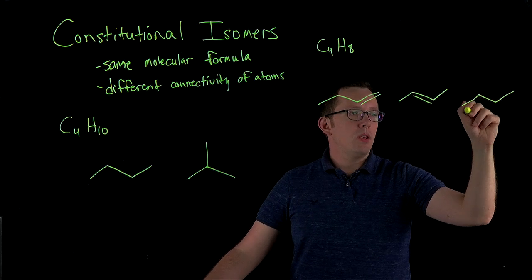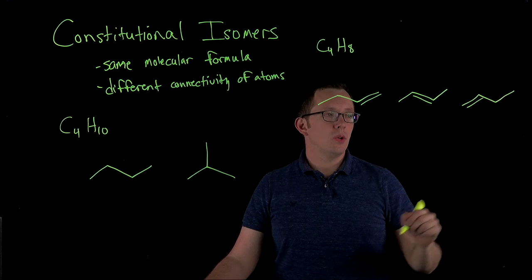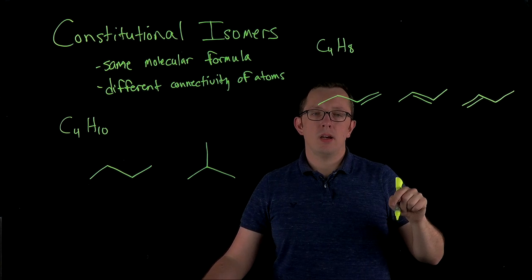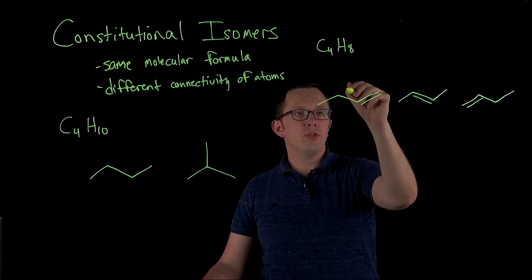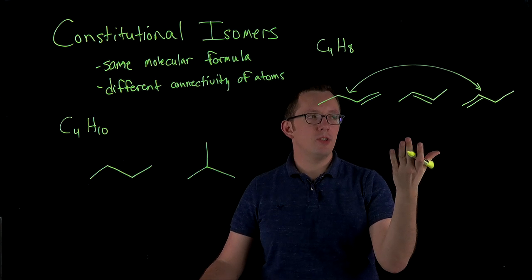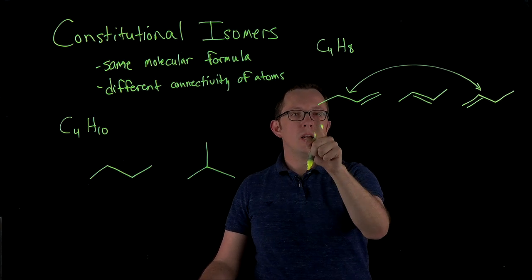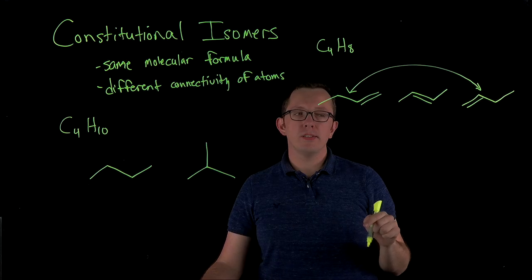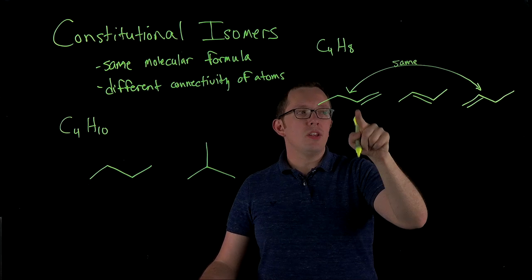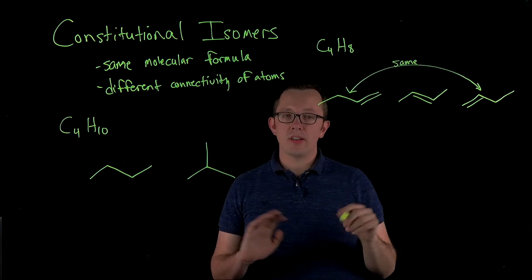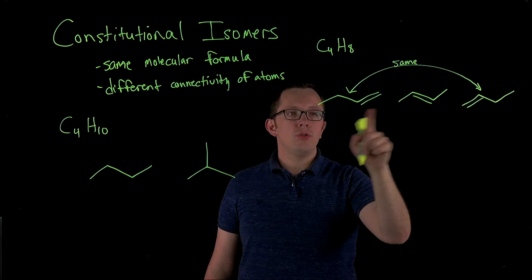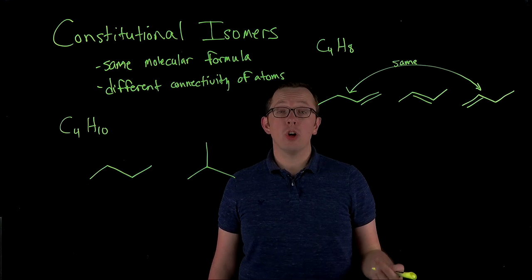Finally, we can put it on the left side. Again, 1, 2, 3, 4, 5, 6, 7, 8 hydrogens. These 2 structures here are the same. The only thing I've done is flip it on the page. It doesn't matter if a molecule goes from right to left or left to right. These are the same structure, so these aren't constitutional isomers. They're exactly the same thing. So these are the 2 constitutional isomers that have carbon-carbon double bonds.